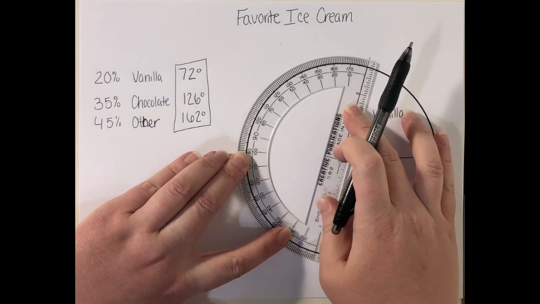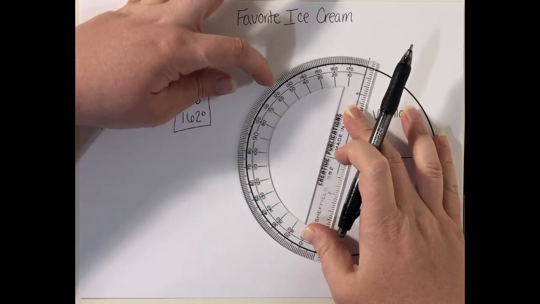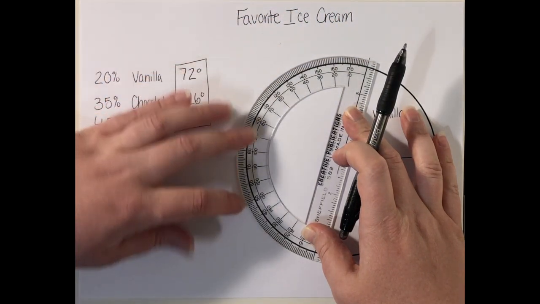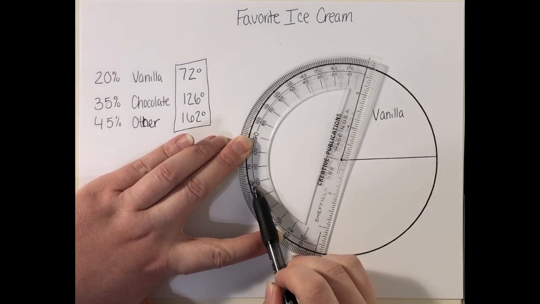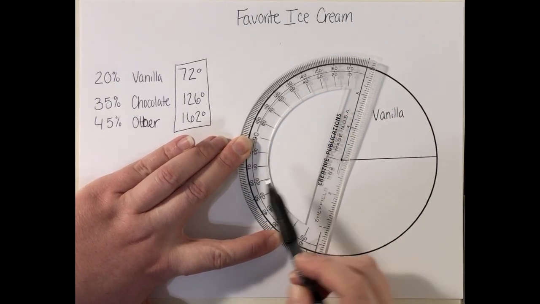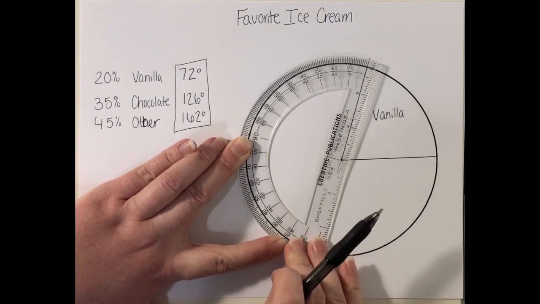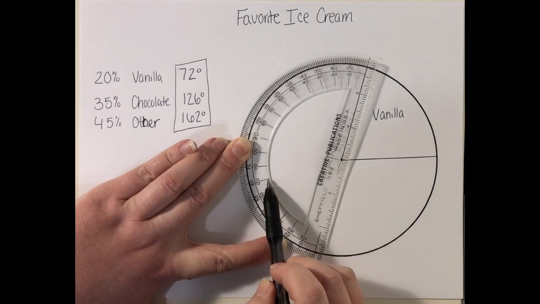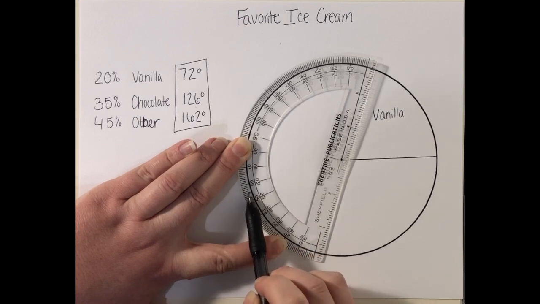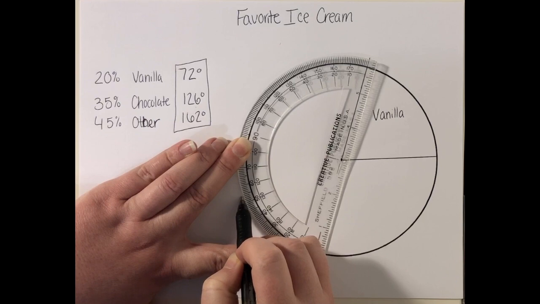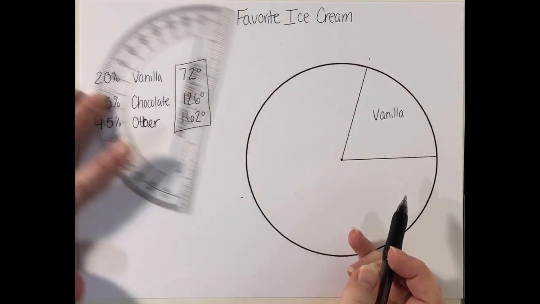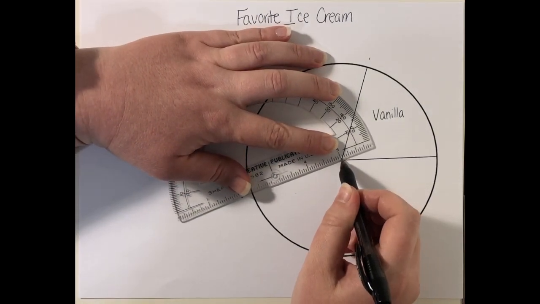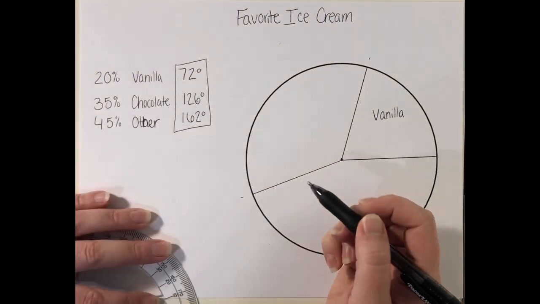This time I do want the obtuse angle measure, so I'm not going to go to this 120 because that would be acute. I'm going to go all the way over here. So here's 120, here's 130, so 126. If you notice, there's each degree mark up here. So you're going to go to 120, 130, 125 is right here, so I'm going to go one more towards 130, and that's going to be about 126. And again, I'm going to draw a line from my center out to this point that I just made, and we're going to label that chocolate.